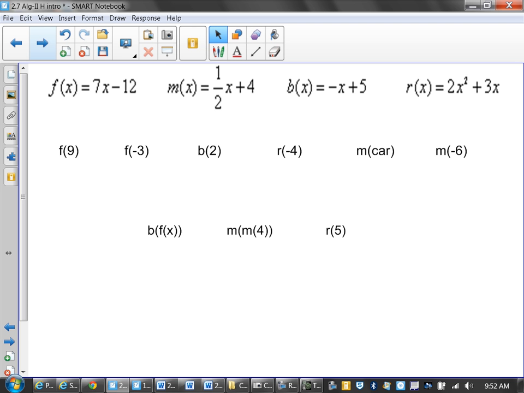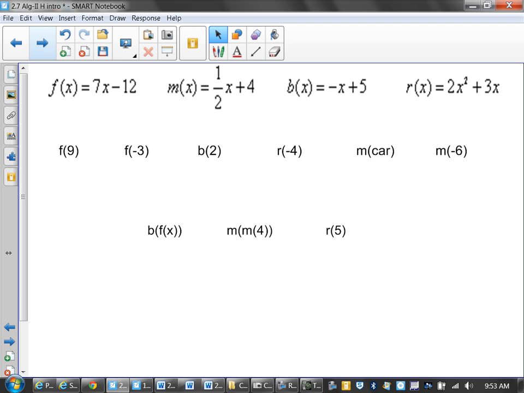You are given 4 different equations, 4 different functions, showing up here. F of x is 7x minus 12. M of x is 1/2 x plus 4. B of x is negative x plus 5. And R of x is 2x squared plus 3x. And then they give you a list of problems.